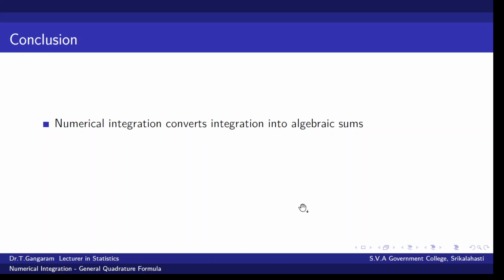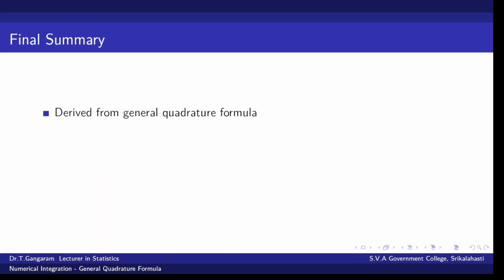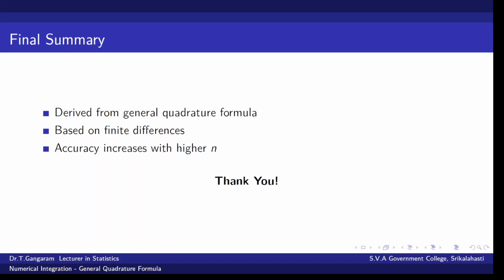And let us conclude the lecture. Numerical integration converts integration into algebraic sums. It is based on interpolation polynomials and it is widely used in engineering and sciences. We derived the general quadrature formula, and based on that the finite difference table; accuracy increases with a higher number of intervals.